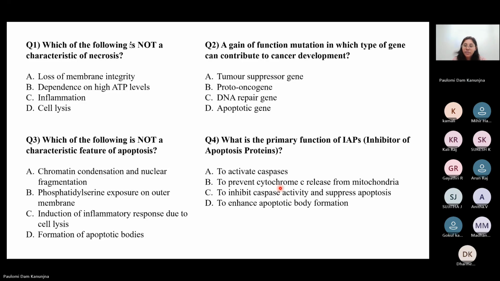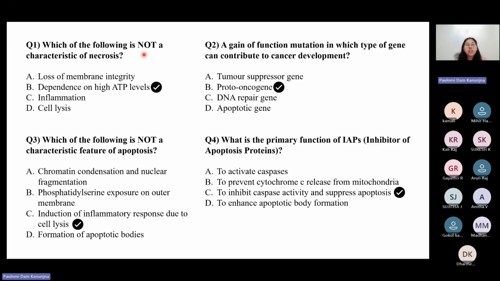Anybody? Okay, someone has written BBCC. Anyone else wants to attempt? We can maybe have 10 seconds for anyone to answer. Okay, we can move ahead.